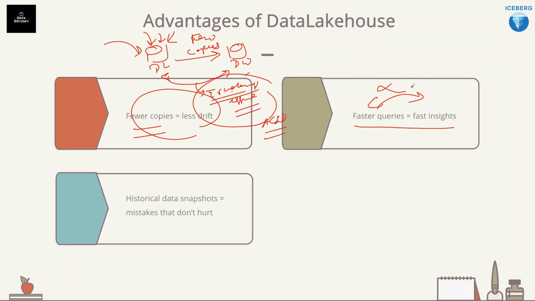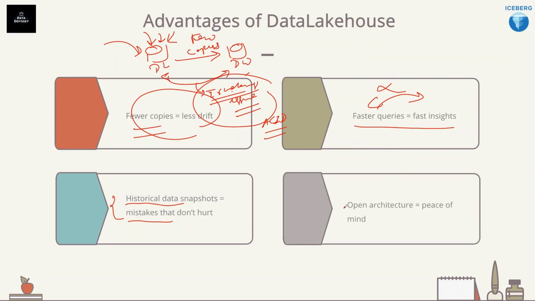And then we have the point of historical data snapshots equal to mistakes that don't hurt. What does it mean basically? As I've told you, using the table format, you can roll back to your previous versions if you perform any kind of bad transformations on top of that data, right? You need not have a headache that you have lost your correct data, right? So you can perform a version rollback, which you could do basically in data warehouse but not in data lake, correct?